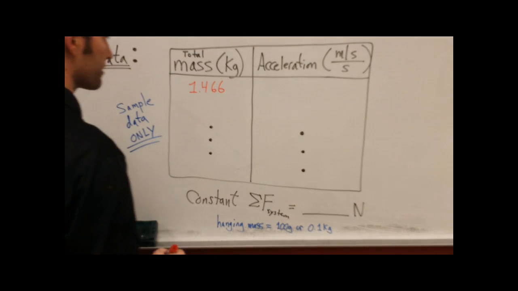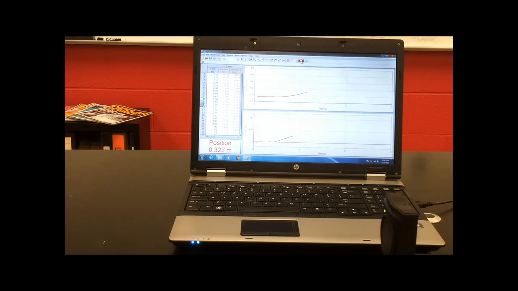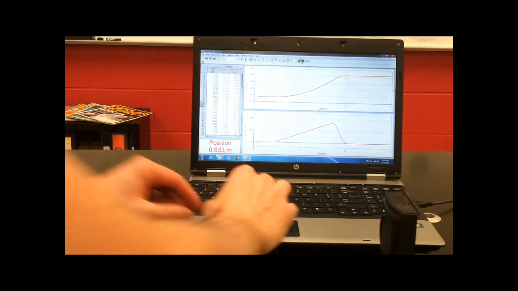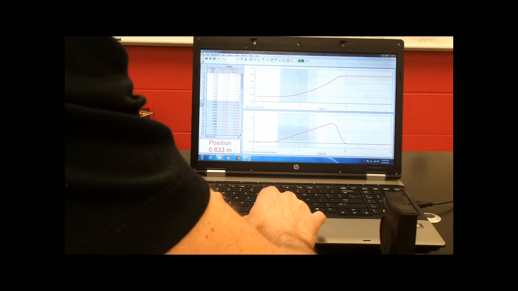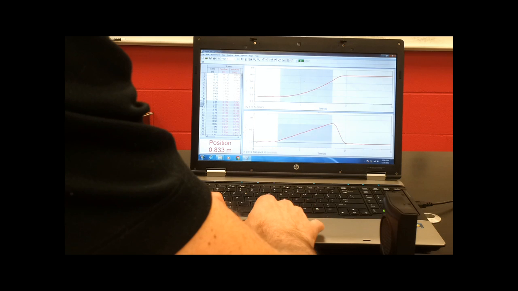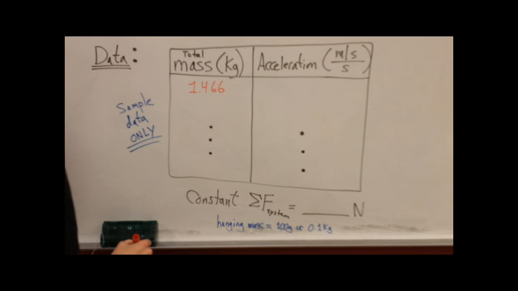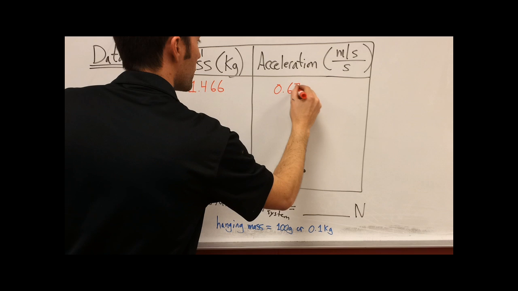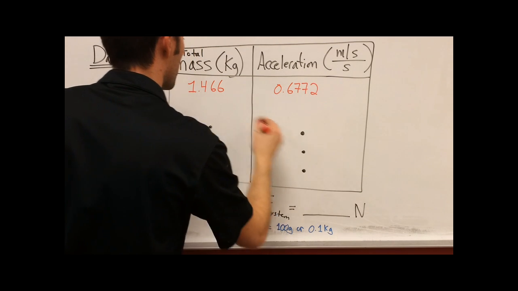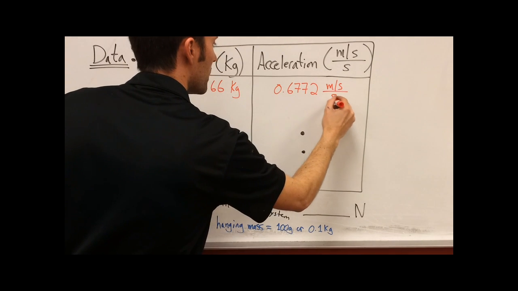To find the acceleration, you're going to use your motion detector, pull the car back within 10 centimeters, not much closer, hit collect, and it's going to graph a position versus time graph and a velocity versus time graph. You can see on the bottom that the velocity versus time graph is linearly increasing, showing a constant acceleration. To find the acceleration, it's just the slope of that straight line velocity graph. For this trial, the slope was 0.6772 meters per second per second, which was the acceleration of our system, given our total mass.